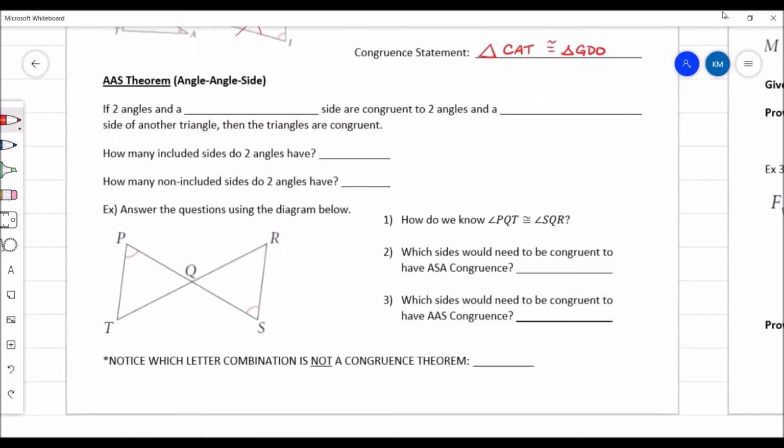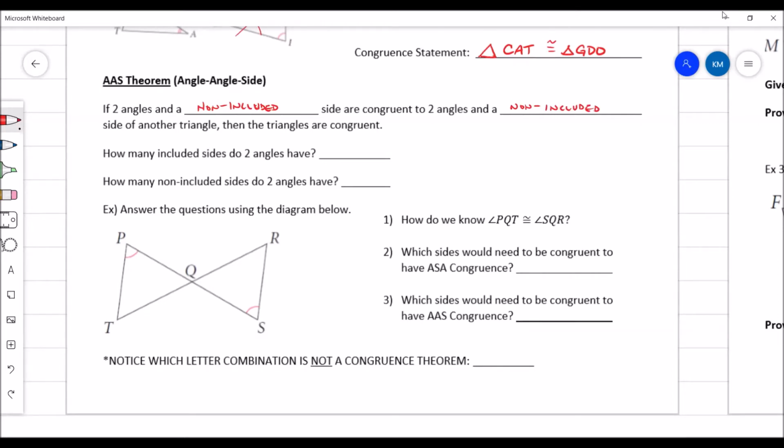Okay. Second shortcut that we're going to learn today is the angle, angle, side theorem. And it says, if two angles and a non-included side, and that's a U, are congruent to two angles and a non-included side of another triangle, then the triangles are congruent.